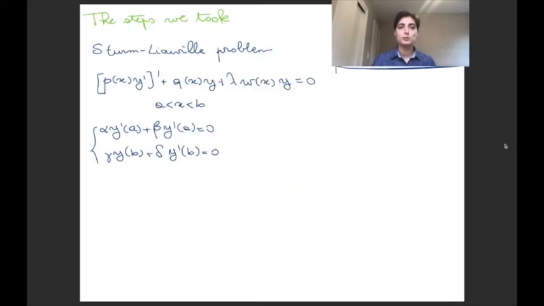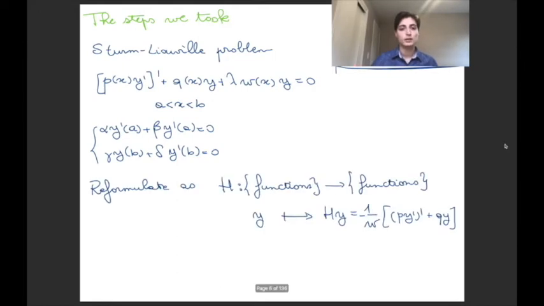The steps we took in order to build up our Fourier series is that we have been studying Sturm-Liouville problems first as a general statement. They have this specific form that we have to look forward to with some specific boundary conditions. We reformulated it as an eigenfunction problem on a self-adjoint operator.